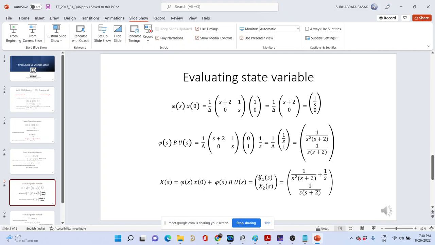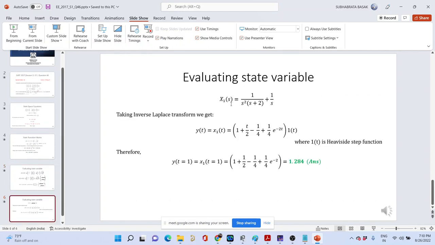Now I have already told you that we are only interested in X1(s). We are not interested in the other variables, because in the question we are told that Y(s) is equal to X1(s). In order to find the value of x1 at time t equal to 1 second, we need to take the inverse Laplace of this term, 1 by s square into (s plus 2), plus 1 by s. Let us do it and see what the answer is.